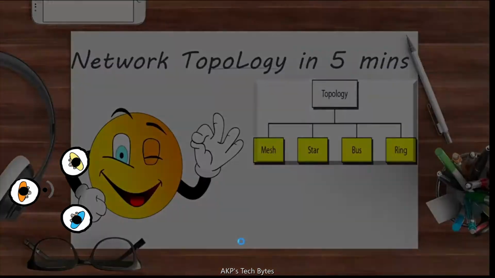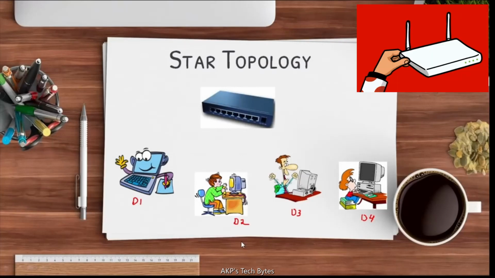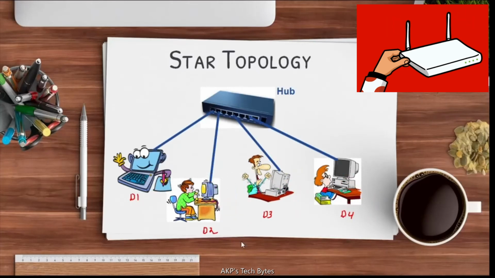Restart star topology. Right now I have D1, D2, D3, D4. All the devices are standalone. Let's create an arrangement for star topology. Here it is. All the devices are connected to a central device, the hub.